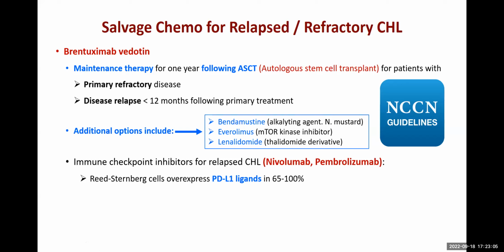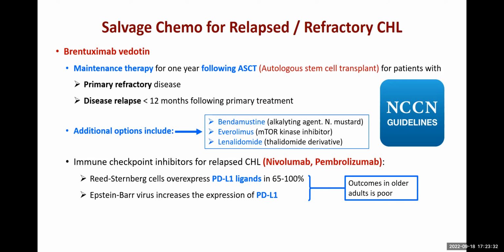Now, as I'll show you in the next slide, this ligand inactivates the immune cells, the T cells, the cytotoxic T cells, the natural killer cells that are attacking the cancer cells. It inactivates those cells. Epstein-Barr virus increases the expression of this ligand, programmed cell death ligand. And the outcome in poor old people is not good.